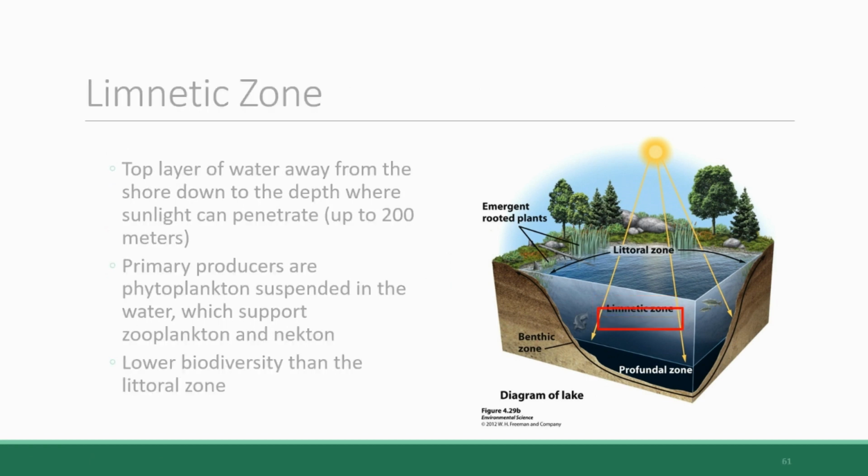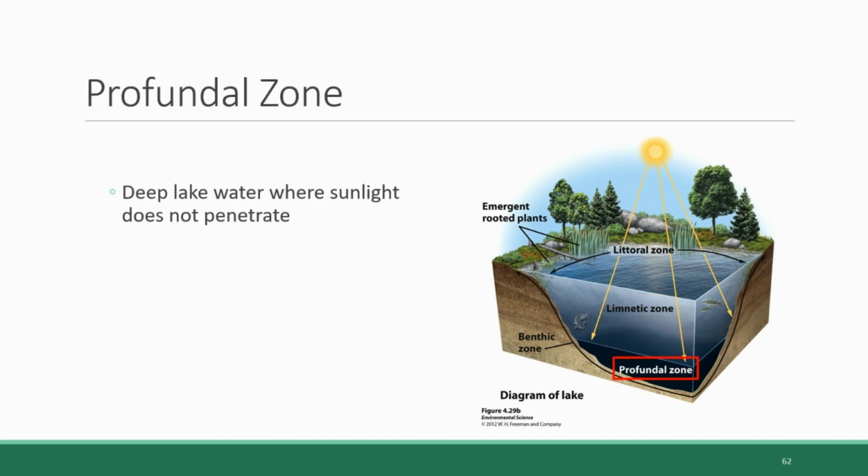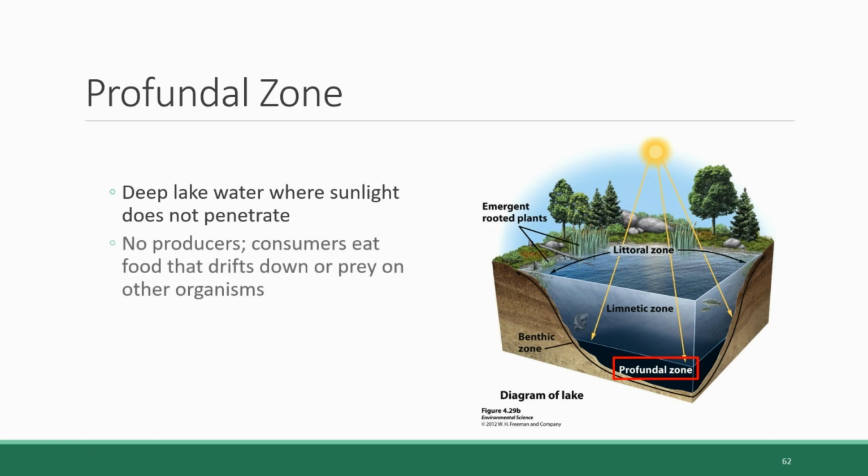The third zone is the profundal zone. The profundal zone is directly below the limnetic zone, and this describes the open water areas of the lake where sunlight cannot penetrate. So consequently, there are no producers in this area, no photosynthesis going on, just consumers who, like we saw in the lower zones of the ocean, feed on the materials that are drifting downward, or they prey on their neighbors in the profundal zone. And because of the lack of producers to support the food chain, this zone has an even lower biodiversity than the higher zones.